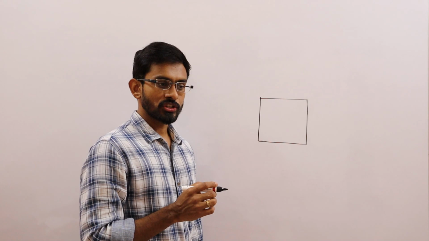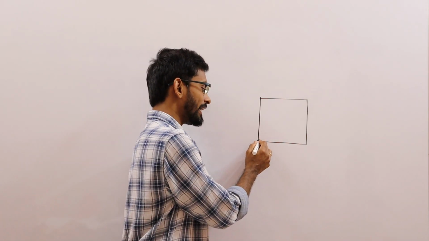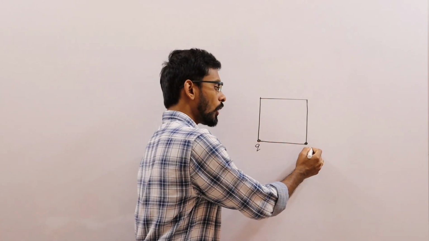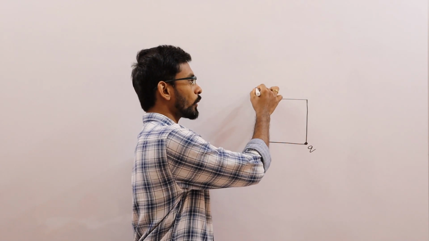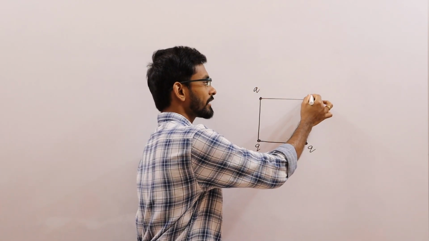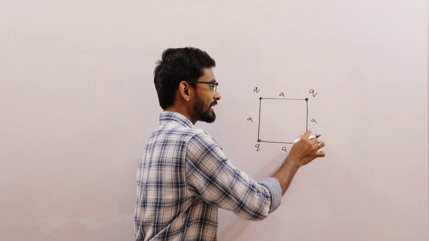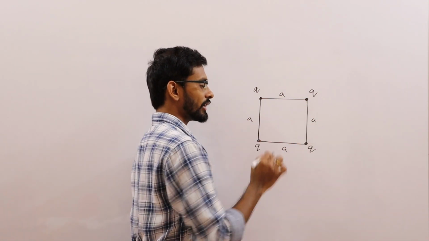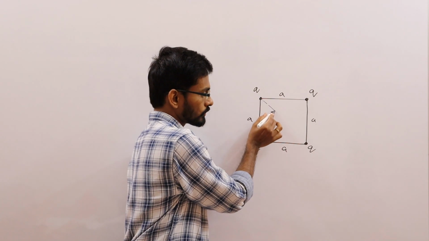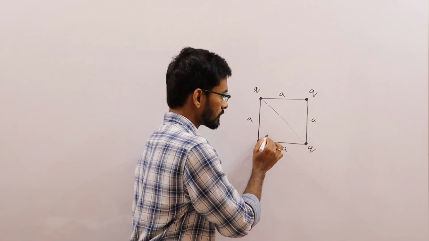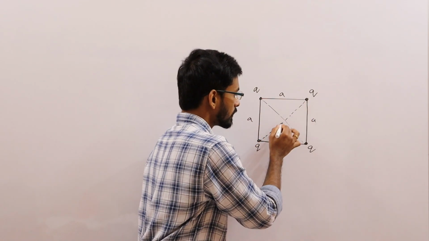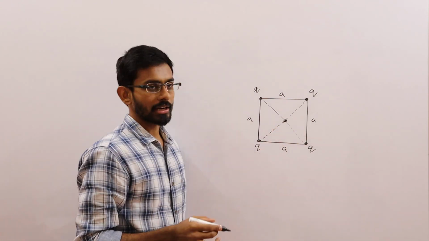Next situation, let us consider four identical charges Q each on the vertices of a square of side A. And let us calculate the net electric field at the center of the square. So these are the diagonals. At this point let us calculate the electric field.